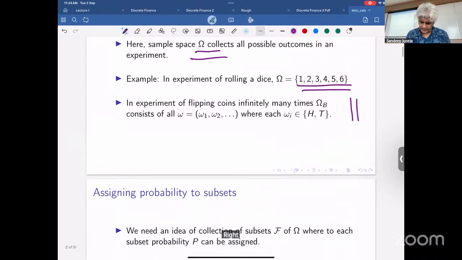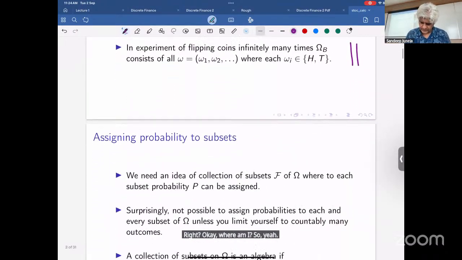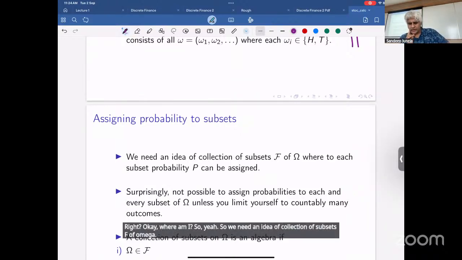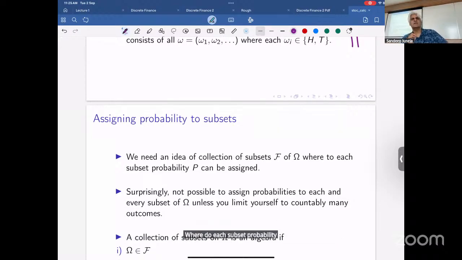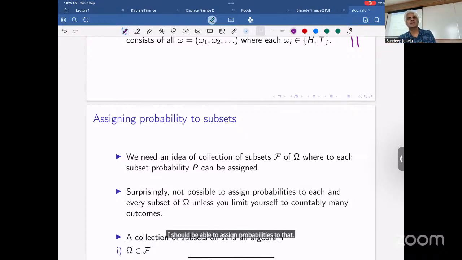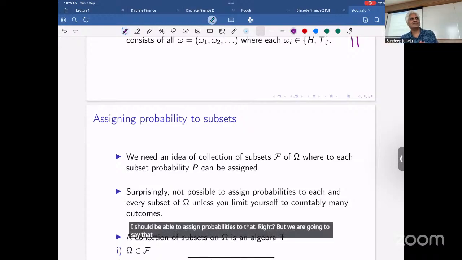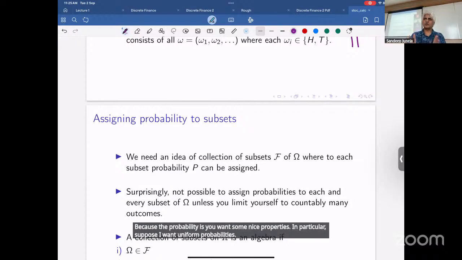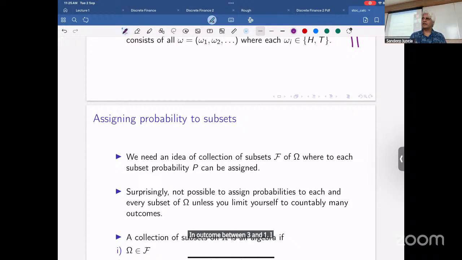Right? Okay, where am I? So yeah. So we need an idea of a collection of subsets F of omega, where to each subset probability P can be assigned. Ideally, you want to say that, give me any possible subset, I should be able to assign probabilities to that. Right? But that's actually not how it works. That's not easy to do. That doesn't work always. Because with probabilities, you want some nice properties. In particular, suppose I want uniform probabilities on outcomes between 0 and 1. I want it to be translation invariant and such things.